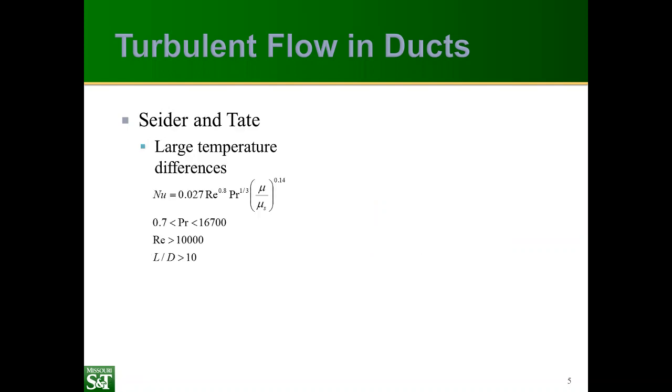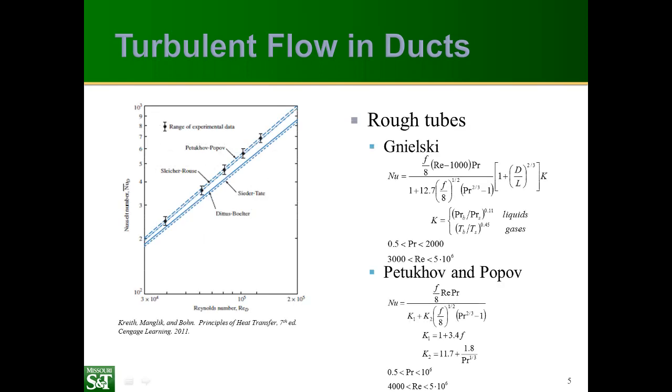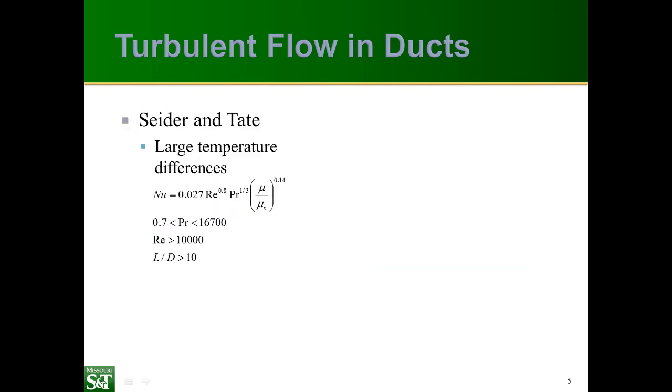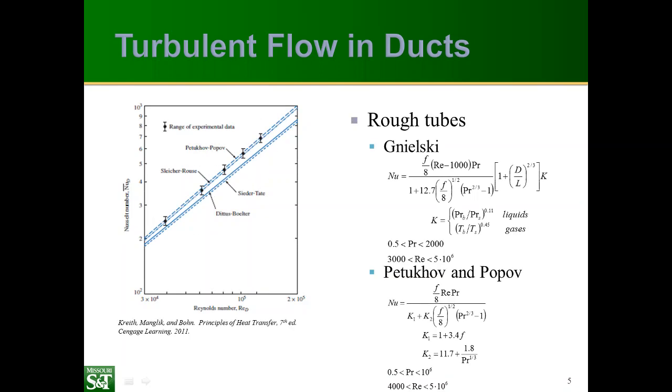Now, we can also look at the Sieder and Tate correlation. If the temperature differences are quite large, you need to account for the difference in surface fluid properties. So we need to make that adjustment. In rough tubes, turbulence is going to be enhanced. The heat transfer coefficient is actually going to be increased. Now, if that's the case, the Dittus-Boelter and the Sieder-Tate correlations, which assume smooth pipes, actually are going to underpredict the heat transfer by between 5 and 15%.